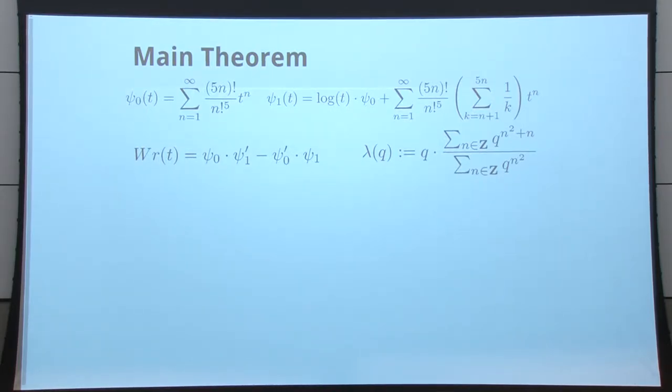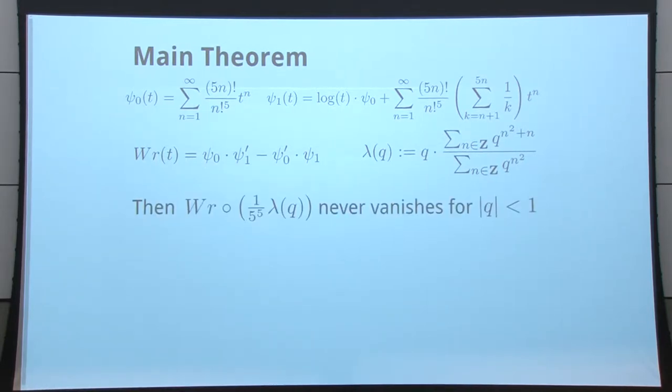Now the theorem is the following. If you compose the Wronskian with the function lambda, this expression never vanishes for absolute value of q less than 1. That's a statement about power series and holomorphic functions. In fact, both variables q and t can take complex values.